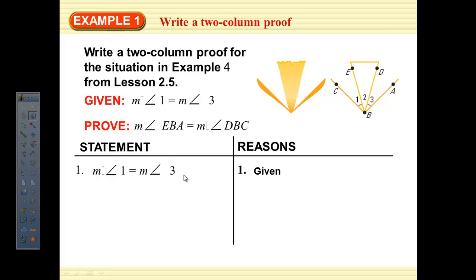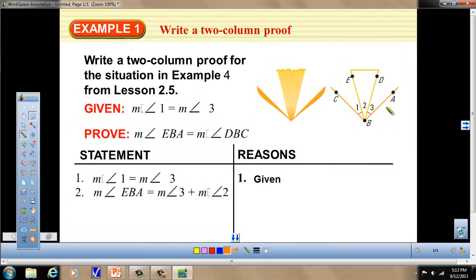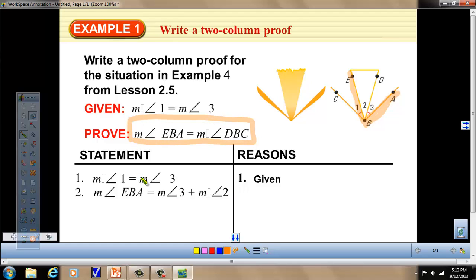If we know 1 and 3 are congruent, other things that we can state: angle EBA, which is this angle right here, is made up of two angles. It's made up of angle 3 and angle 2. Now remember, what we want in the end is EBA and DBC to be equal to each other. So we're starting out with what EBA is. EBA is angle 3 and angle 2.